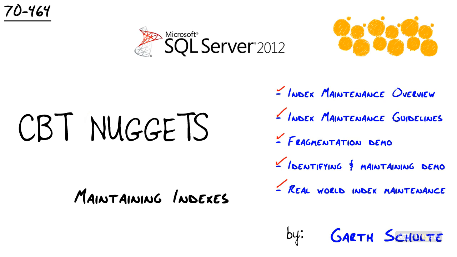Then we jumped into the virtual Nugget Lab where we took a big look at fragmentation. We simulated fragmentation. We saw how to detect and identify it using DMVs, SQL Server Management Studio, talked about reports, and a couple other methods for doing so. Then we also saw how to maintain it, and just got you familiar there with the rebuild and reorganize statements. And at the end here, we looked at some real-world index maintenance using Ola Hallengren's index maintenance script.